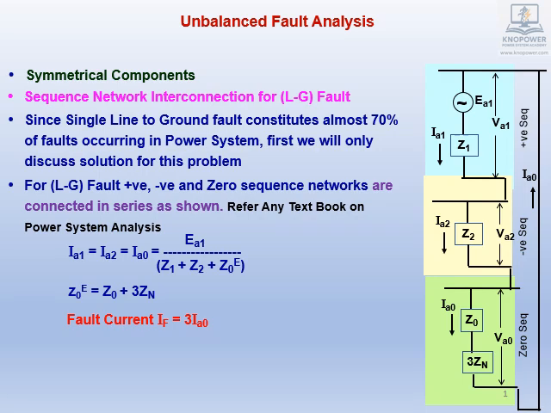Since sequence impedances are connected in series, Ia1 equals Ia2 equals Ia0 equals Ea1 divided by Z1 plus Z2 plus Z0e. Z0e equals Z0 plus 3Zn. Most important, single phase fault current IF equals 3Ia0.